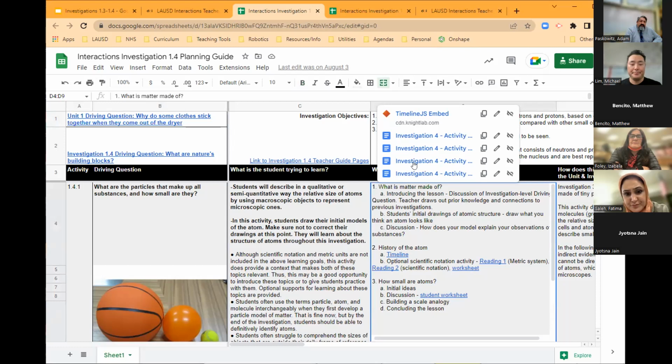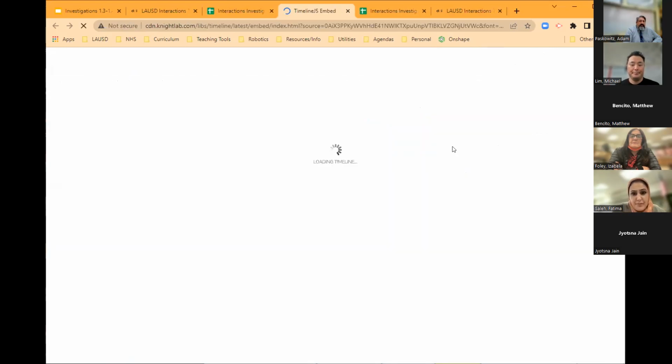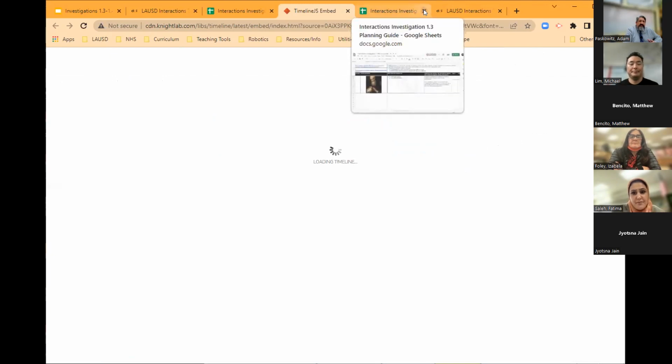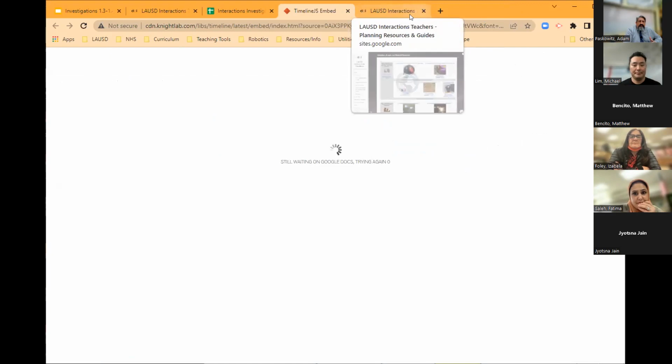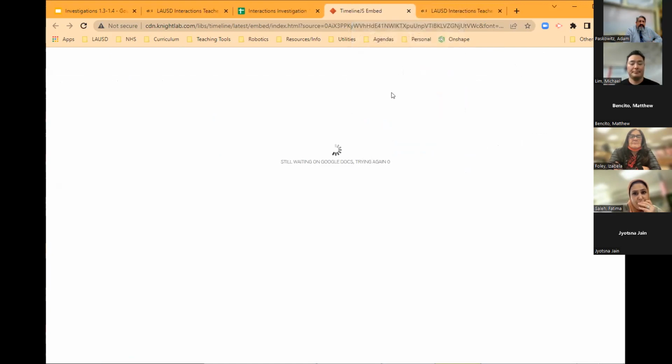Then we go into, again, another timeline, but we build on it. So last time we looked at this timeline, we just established that the continuous model and particle model were two competing models for understanding the atom.